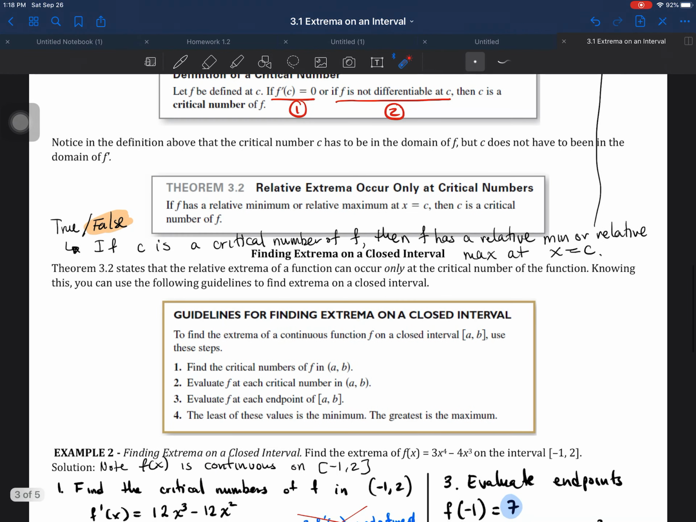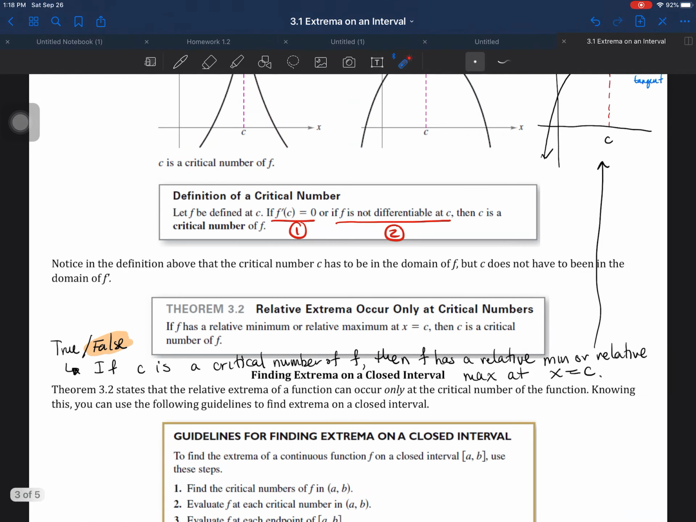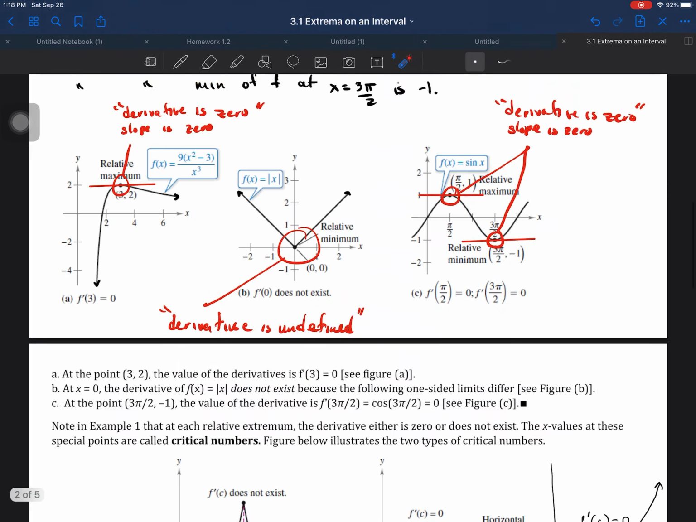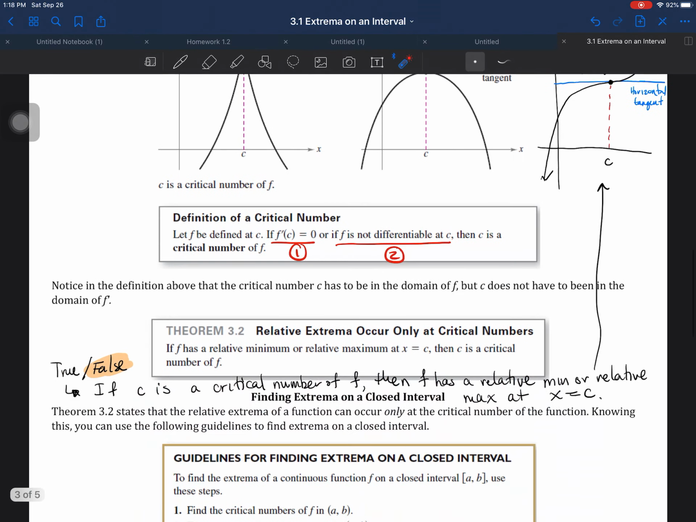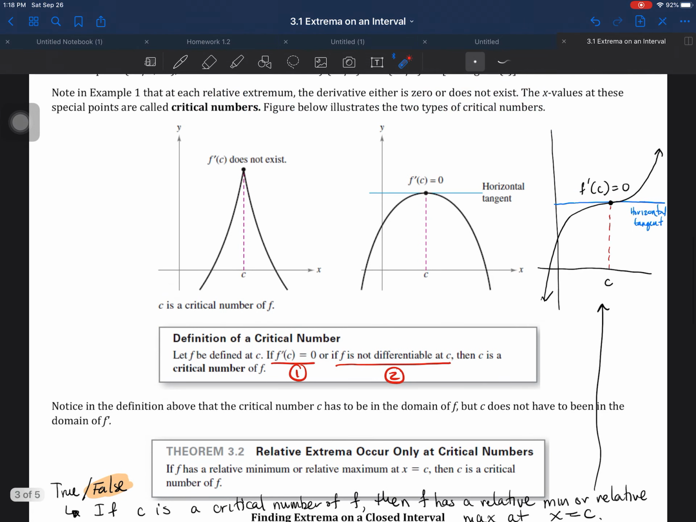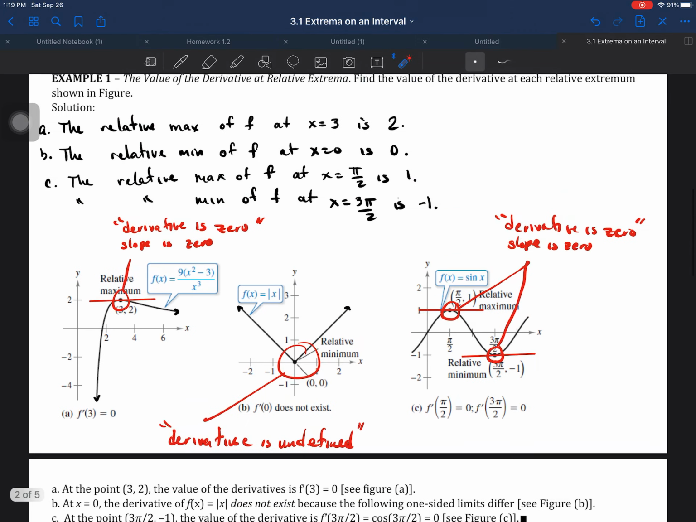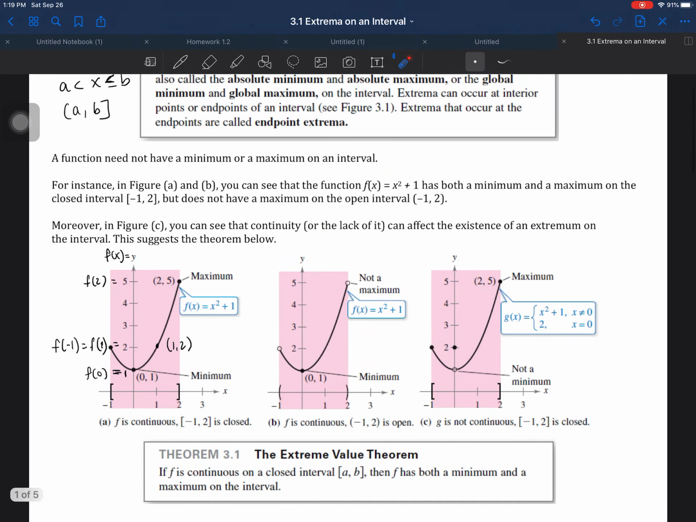All right, so now we can find these points right here, this point on the graph. We can find where there's a possible relative max or possible relative min. If you think about it, that gives us an opportunity to find this.